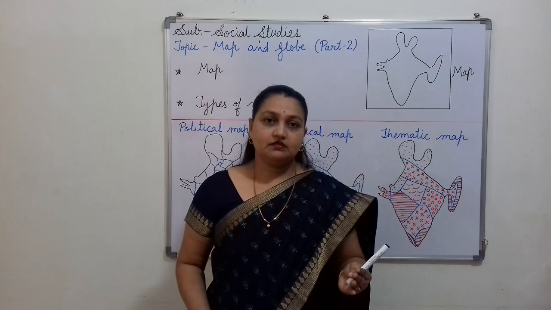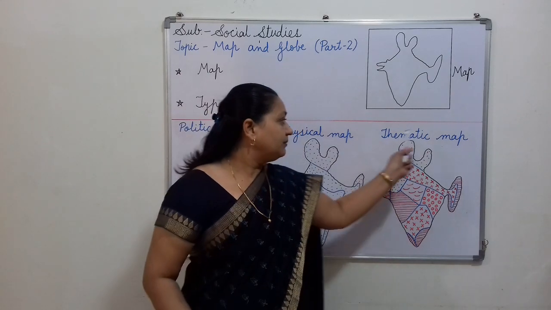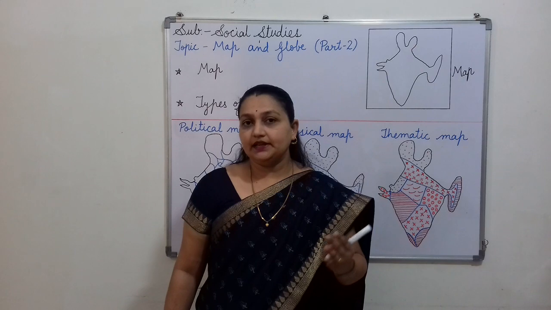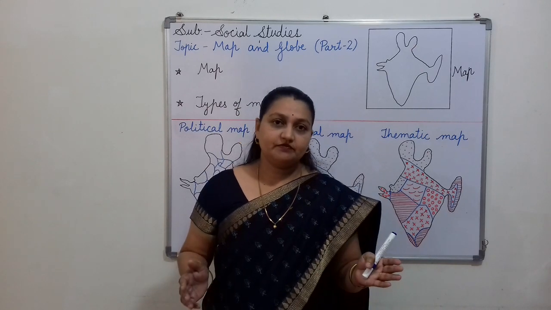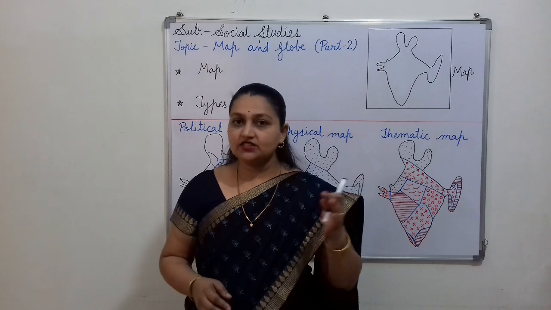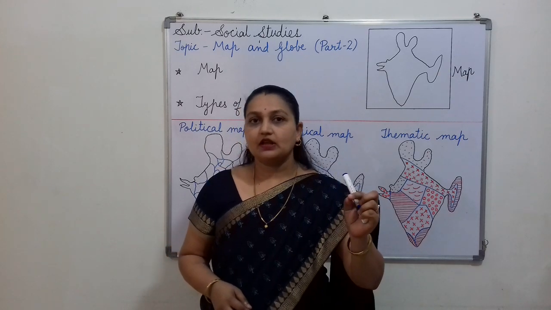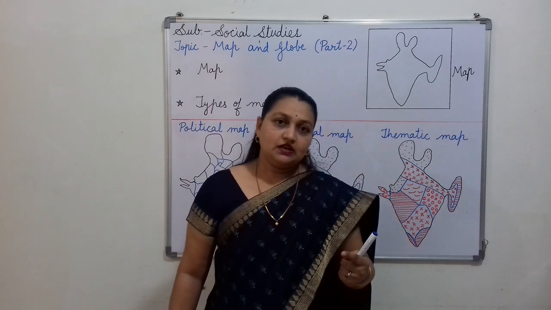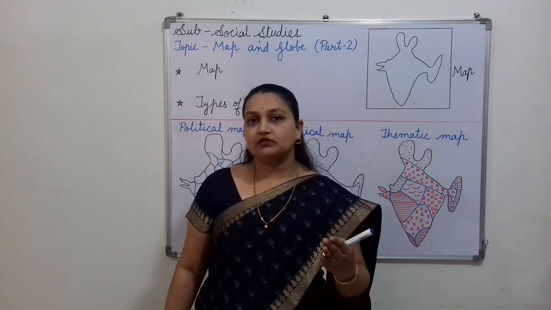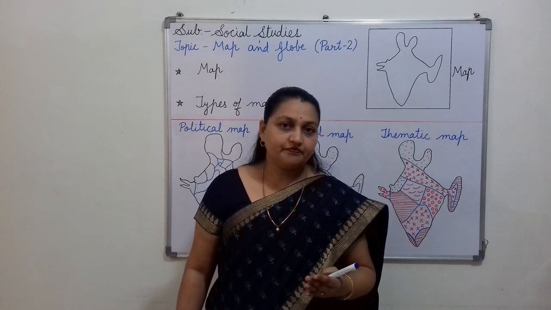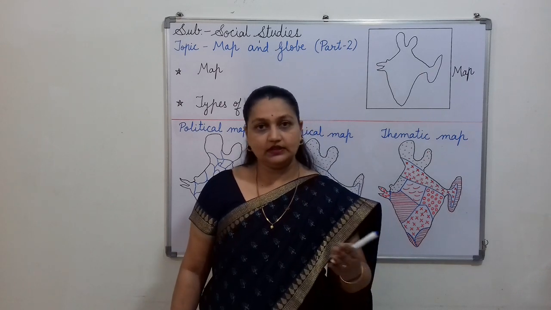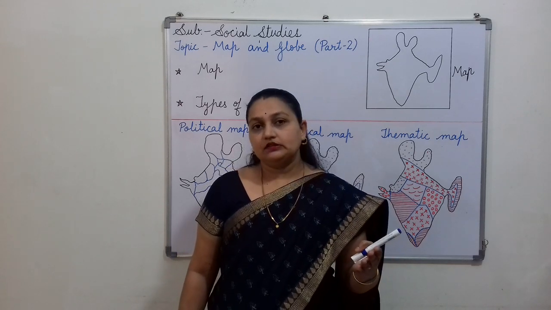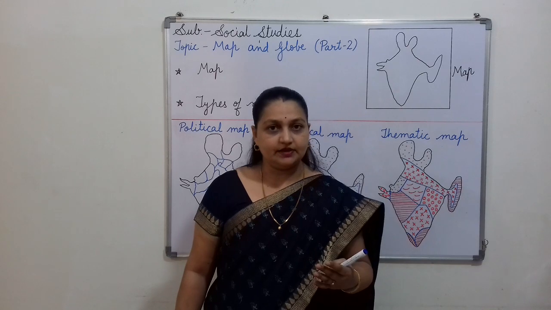Besides these maps, there are thematic maps also. What is a thematic map? The maps that are based on a particular theme are called thematic maps. For example, the map of the crops grown in an area, or the mineral resources found in an area, or the wildlife or forests, or the rainfall that occurs in an area.